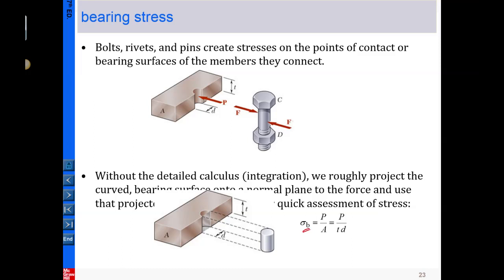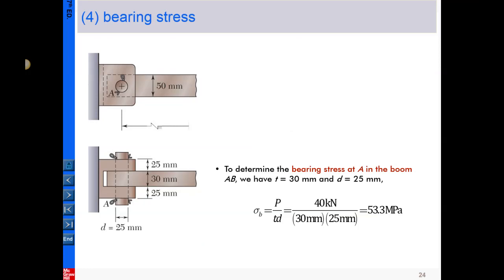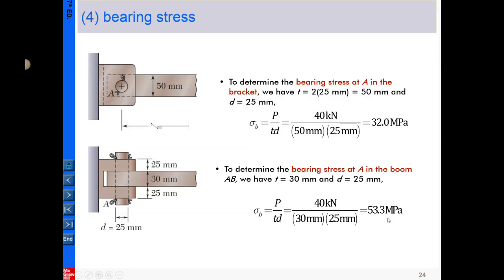Again, bearing stress is a very rough approximation of the stress on the curved surface using a projected area. This term only appears in chapter 1. So this is a quick application of the bearing stress around the hole housing pin A. So 40 divided by t times d, where this is the d and the thickness is t. That is a quick calculation here.